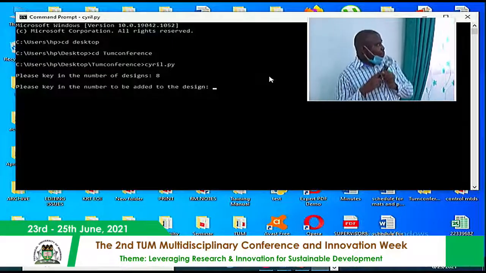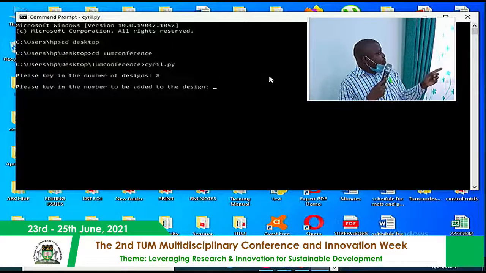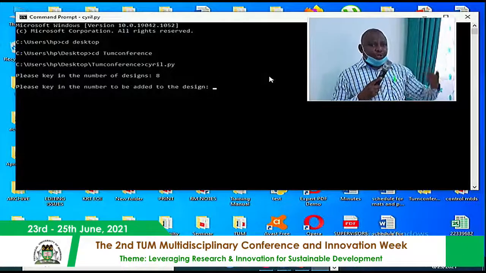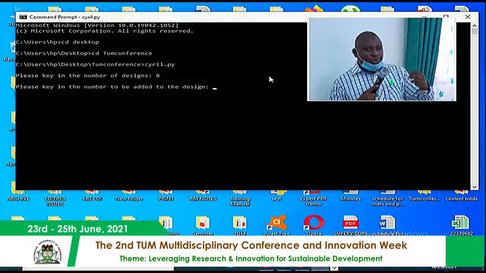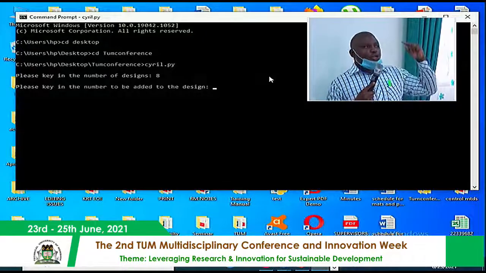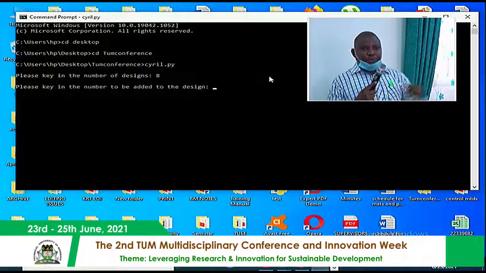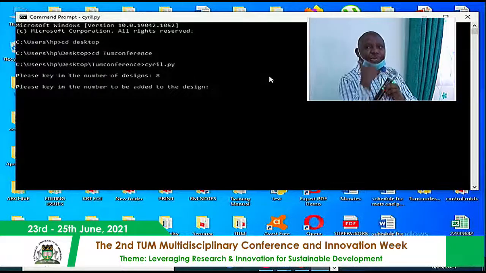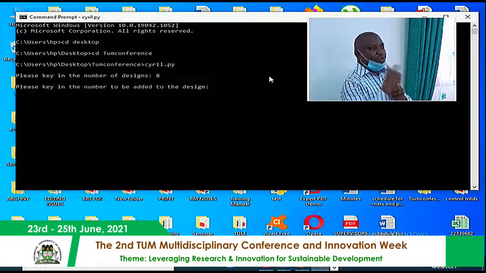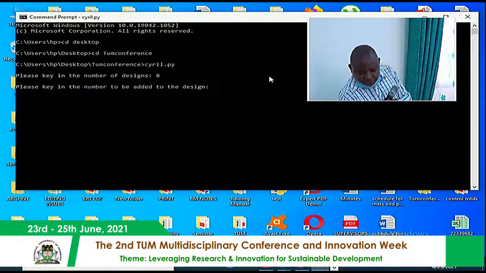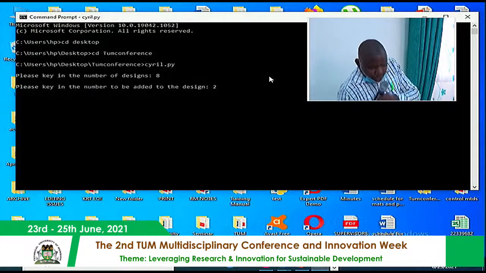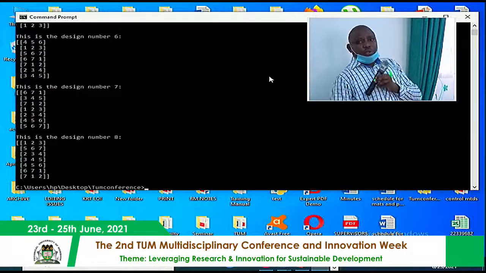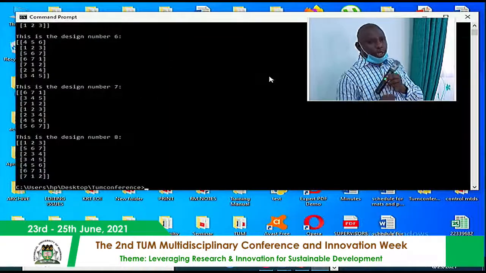Now it's asking, please key in the number to be added to the design, which is the number that is going to aid the sum construction. You can choose 1, 2, 3, but not a number greater than the total number of treatments. For our case, that design had treatments up to 7, so I can pick any number between 1 and 7. If I choose to pick 2 to be added, then I enter. And at a click of a button, those designs are generated.